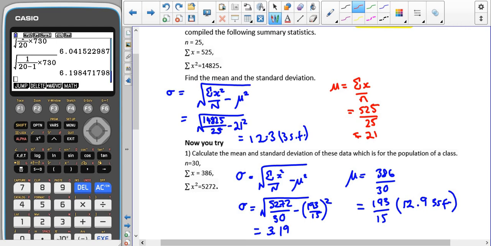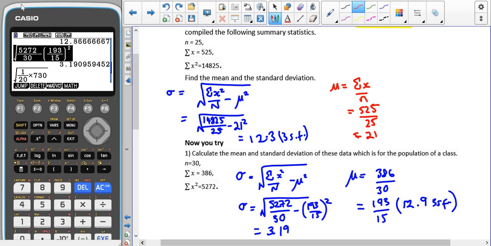But as we are going to be using this in another formula, I also wrote down the exact value that that gave me, so that I could use that in my formula, because otherwise it's going to give me some rounding errors because I would have rounded something that I was using in a formula later. So when I use that in my standard deviation formula, I get 5,272 divided by 30 minus 193 divided by 15 all squared, and then all square rooted, which gave me 3.19 to 3 significant figures.